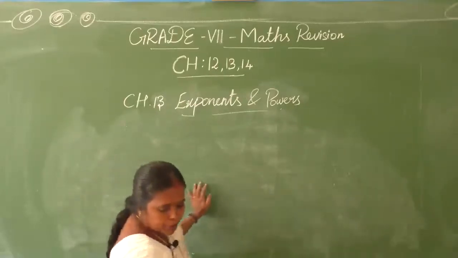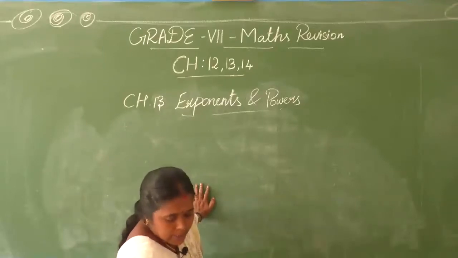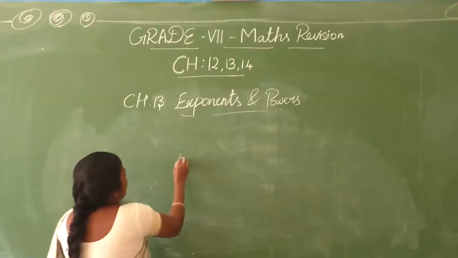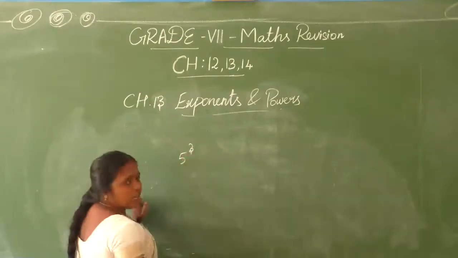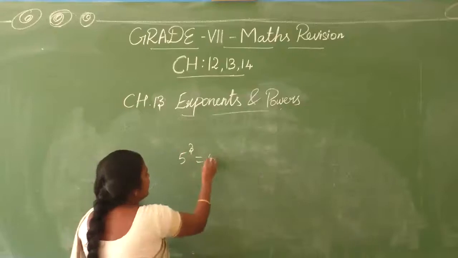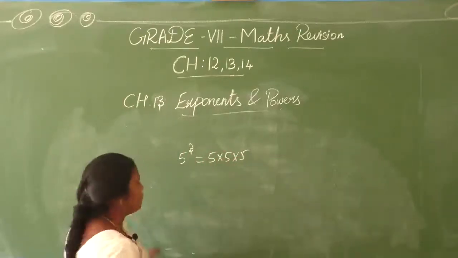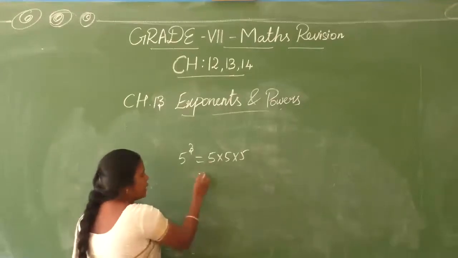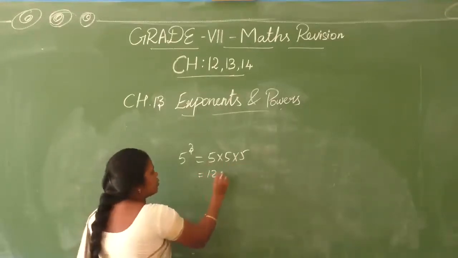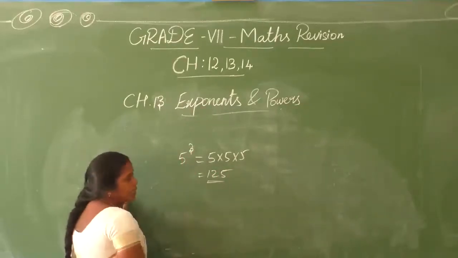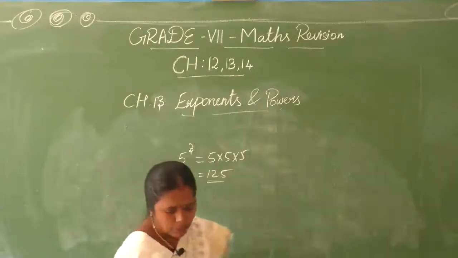Before going to see the laws, some values based on the power notation are given. Find out the value of the given exponential form. What to do? See, 5 cube. Find this value. What is the meaning actually? 5 is multiplied by itself 3 times, yes or no? 5 into 5 into 5. What is this value? 5 5s are 25. 25 5s are 125. So the value of 5 cube is 125. Understood? So in this basis, exercise 13.1 is there.